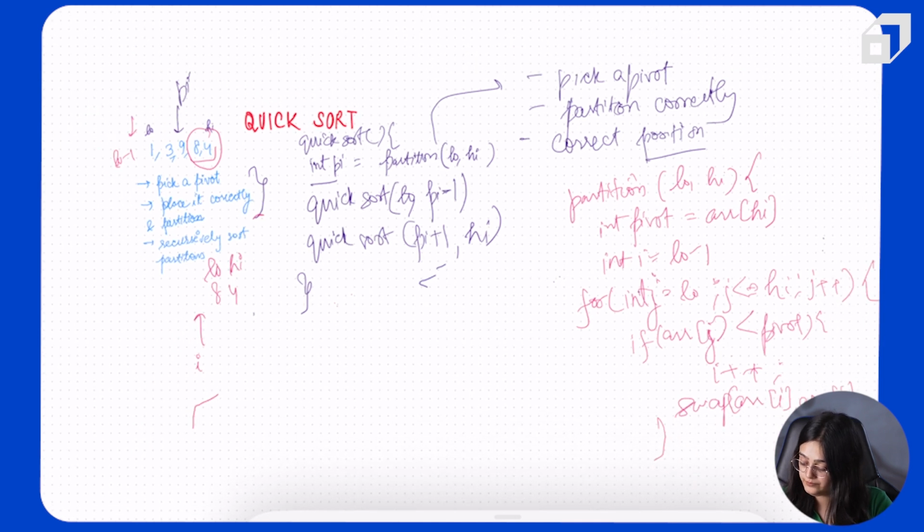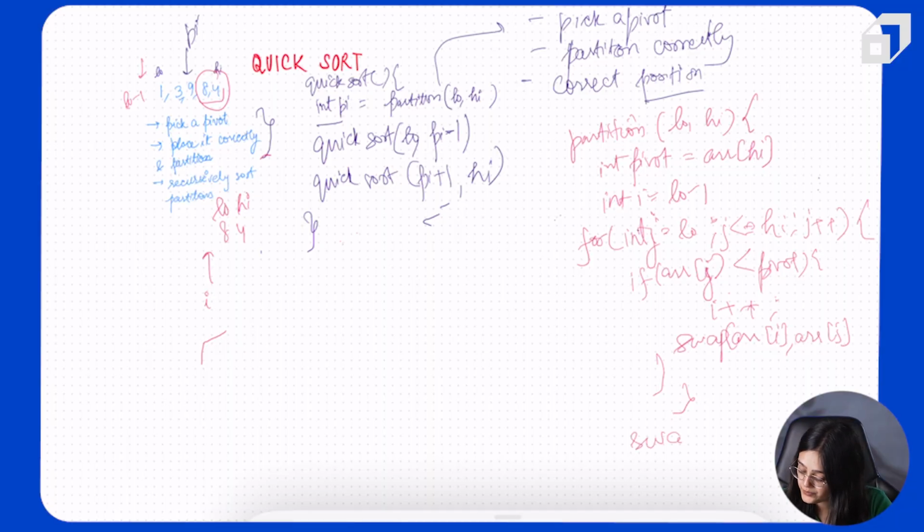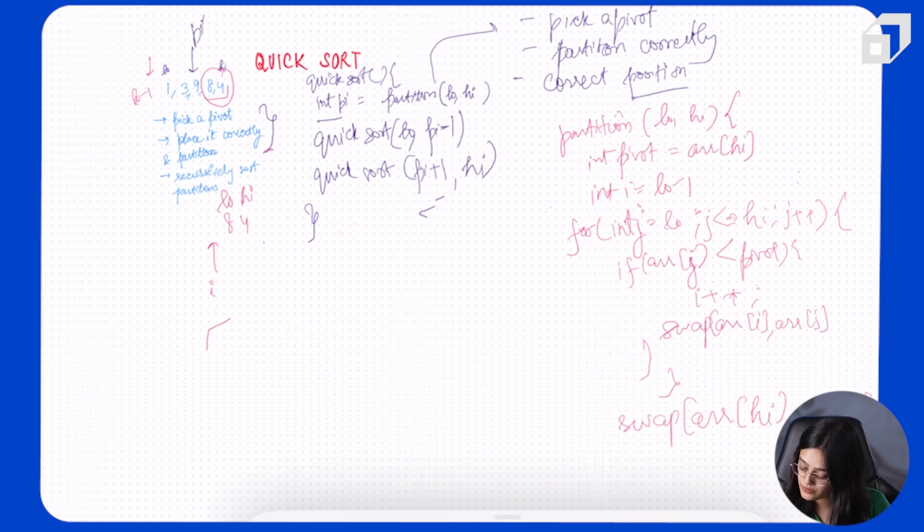And once this is done, since we already know that all the elements lesser than the pivot are at or before I, I plus 1 will be the partition index. So that's what we have to return. And we can also swap arr high. Initially the pivot was at arr high, so if we swap arr high with arr of I plus 1, that will bring the pivot to the right position, because the pivot's right position is identified as I plus 1. And now we can just return I plus 1 because that's the correct position of our pivot element.